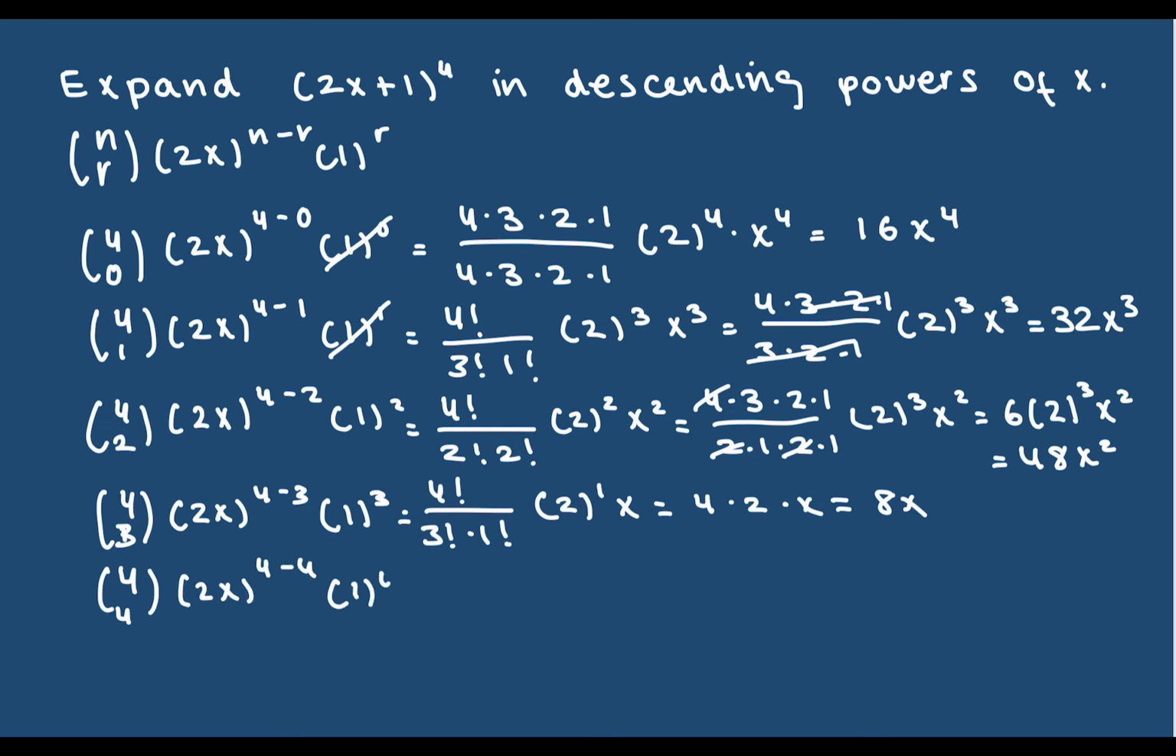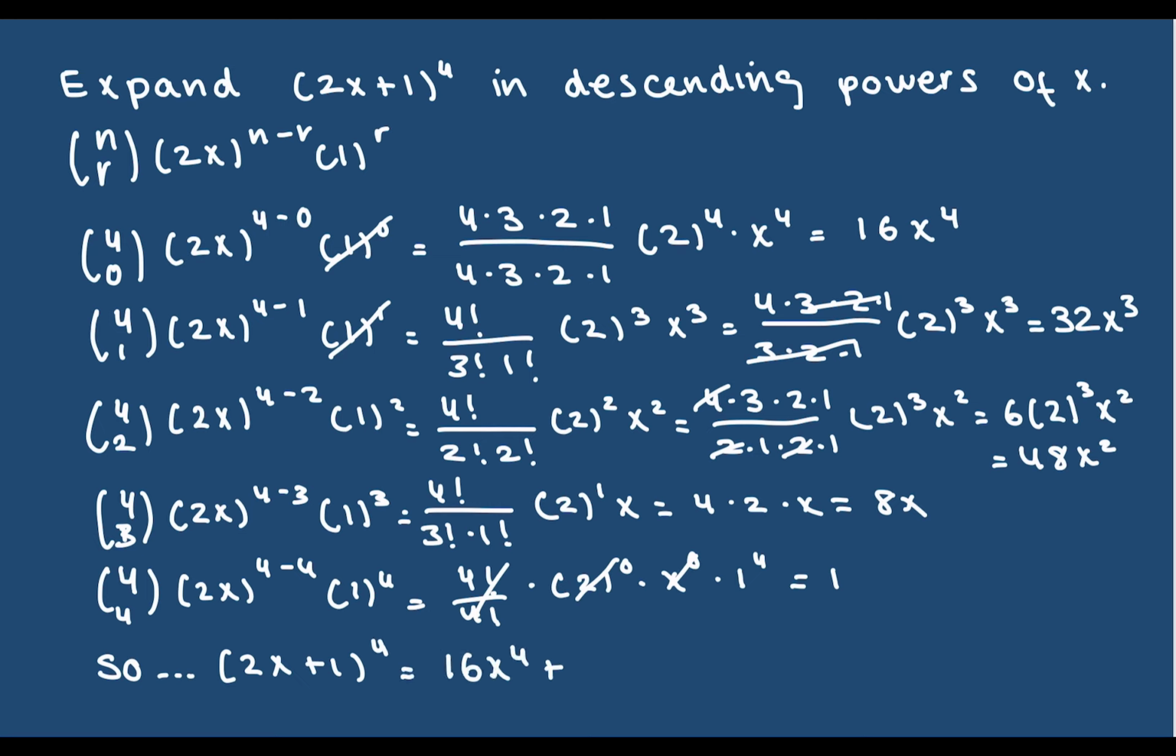In this case, 4 on 4 is 4 factorial over 4 factorial, which is 1. And then 2 to the power of 0 is just 1 as well. x to the power of 0 is just 1 as well. And 1 to the power of 4 is just 1 as well. So it's all just 1. So the expansion is 16x^4. Again, we're doing this in descending powers of x, right? Plus 32x^3, plus 48x^2, plus 8x plus 1.